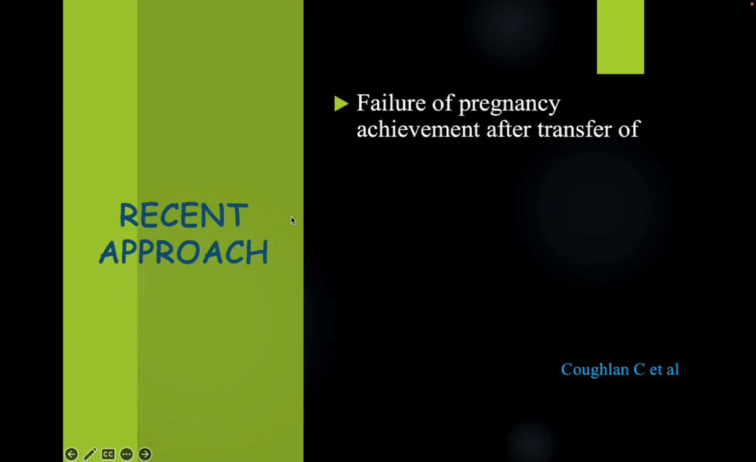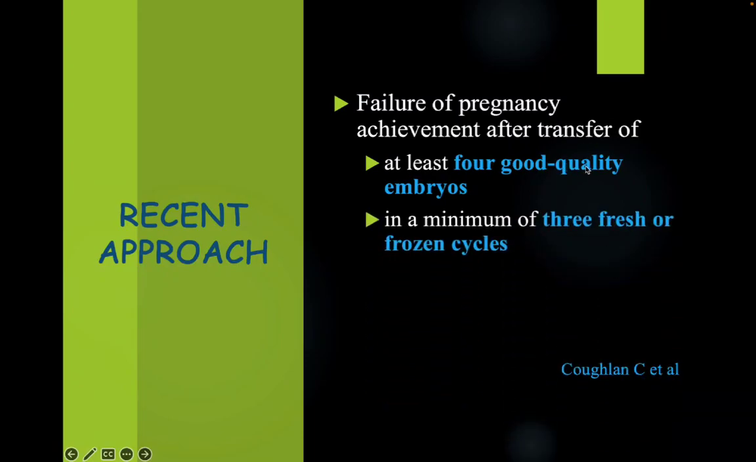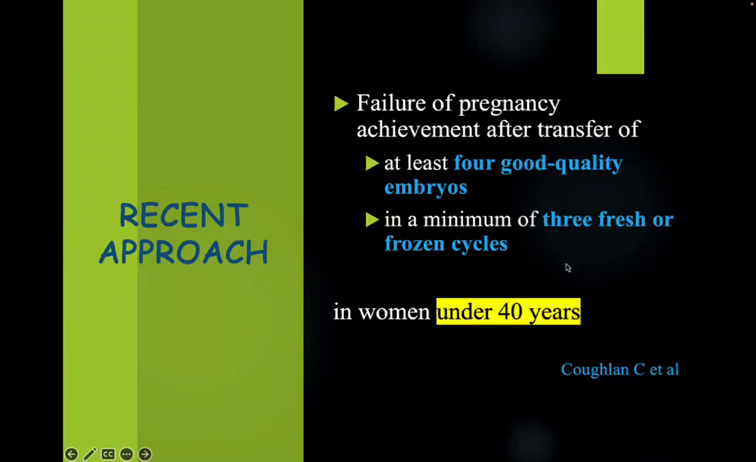They defined RIF very nicely: failure of pregnancy achievement after transfer of at least 4 good quality embryos. The second thing they took in the definition is a minimum of 3 fresh or frozen cycles, in a woman under 40. So they included everything in the definition. First is 4 good quality embryos. Second is 3 fresh or frozen cycles. And third is under 40. So this completes the definition.